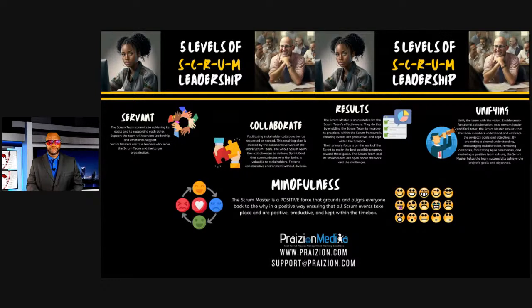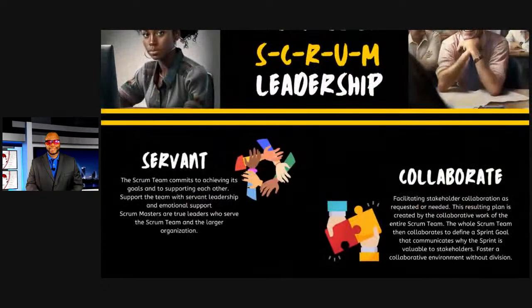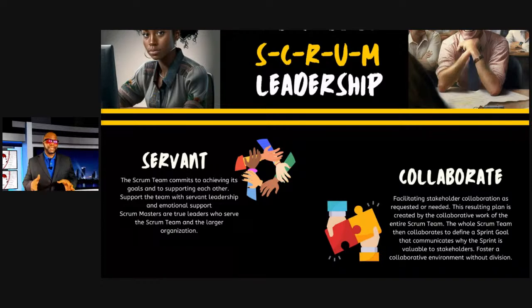Framework is as follows. S. Without the S, the Scrum Master is kicking against the grain, banging their head on a brick wall. You got to first of all be a servant. You got to first of all approach a team with a posture of servanthood.